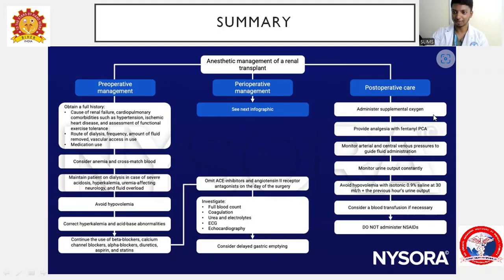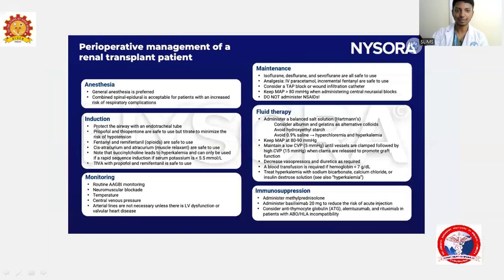Post-operative care: administer supplemental oxygen, provide analgesia with fentanyl PCAs or any other IV opioids of your institution's preference. Monitor the arterial blood pressure to guide fluid administration. Monitor urine output. Avoid hypovolemia and consider blood transfusion history. Do not give unnecessary insights. Again, this is an overview that I've taken from NICE for perioperative management of renal transplantation.